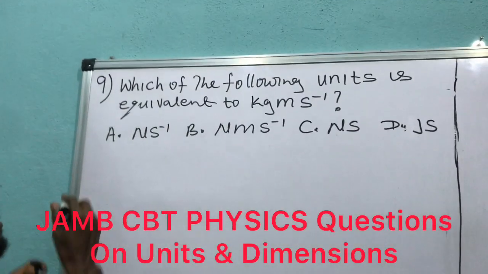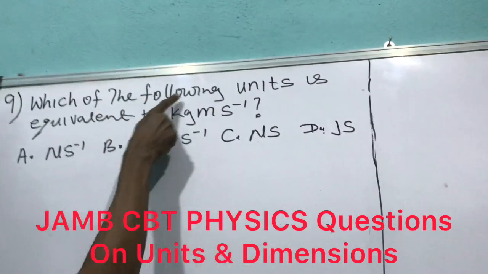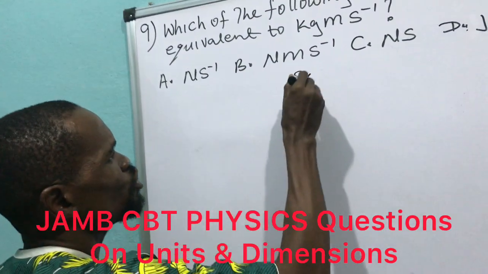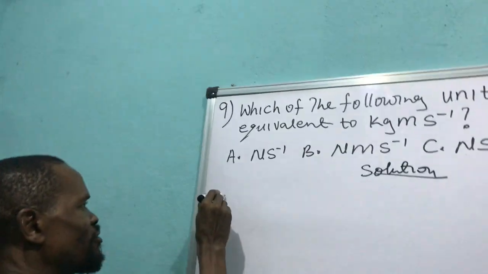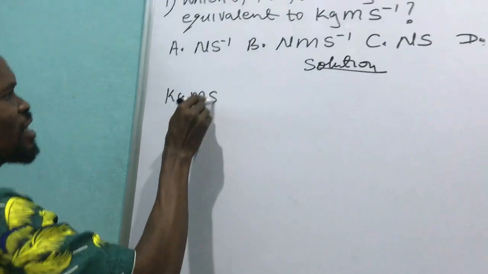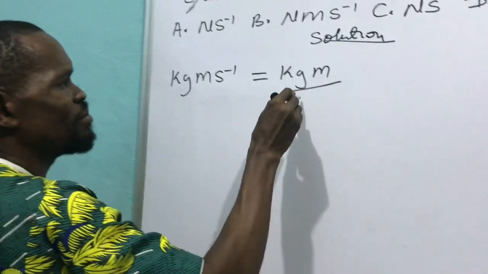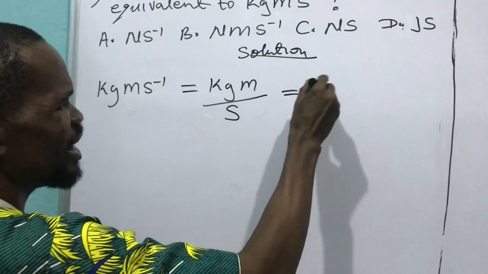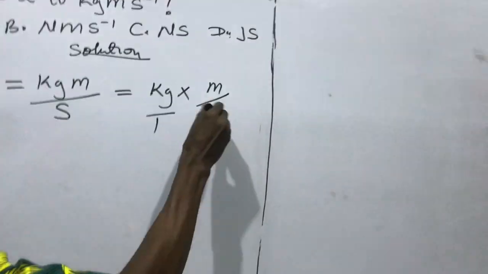Question number 9 says, which of the following units is equivalent to this? Then we look at the options. Let's go to the solution. I have kilogram meter second minus 1. And this is something like kilogram meter divided by seconds. And this is something like kilogram times kilogram over 1 times meter over seconds. And this will give me kilogram.